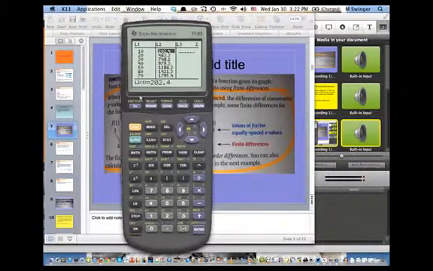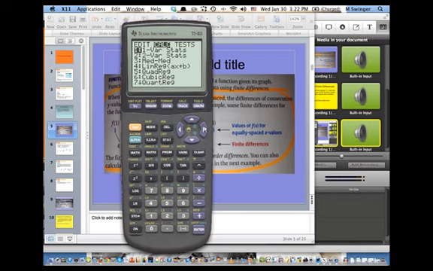Now, once you get all these in your list, you don't want to hit stat calc yet because you don't know what degree it is.